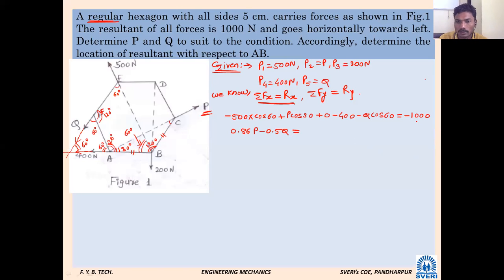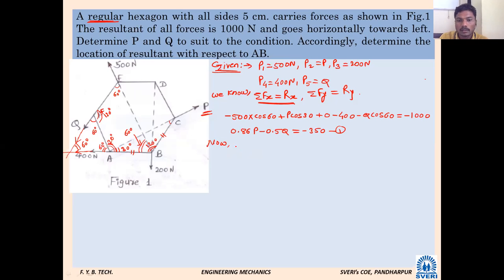Now you take this term here, and write all the remaining terms on the right hand side. Means what you are going to do? Minus 1000. So this 400 will go to this side and become plus. Minus 1000 plus 400. This minus again becomes plus, plus 500 into cos 60. Tell me that term. Minus 350. Equation number 1.